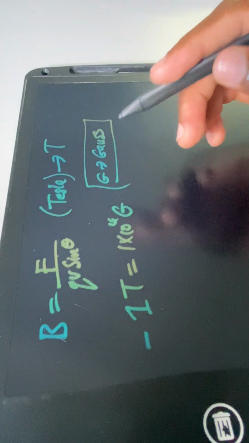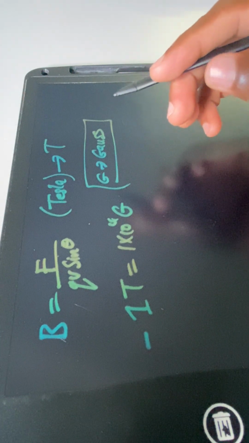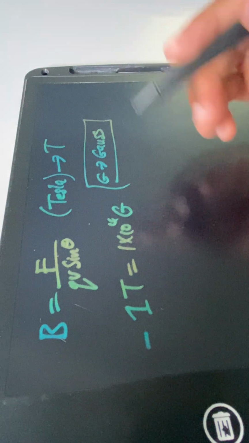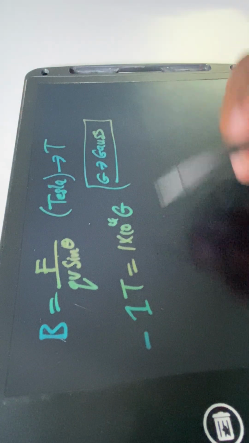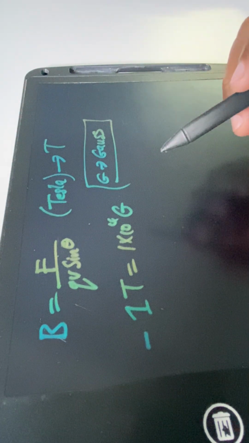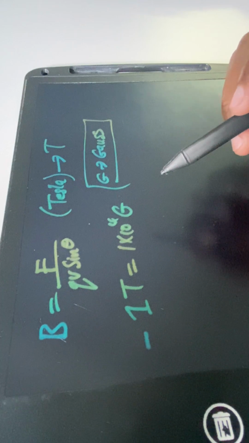Depending on the question, they might say you have to convert it. It can depend on the question whether you represent it in Tesla or in gauss. Either way, it doesn't matter.